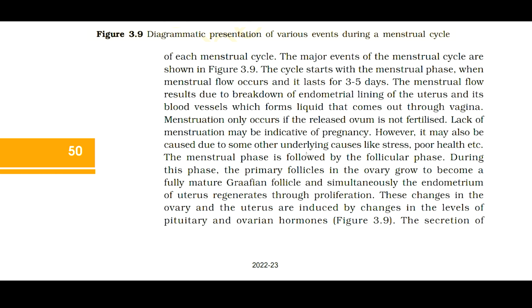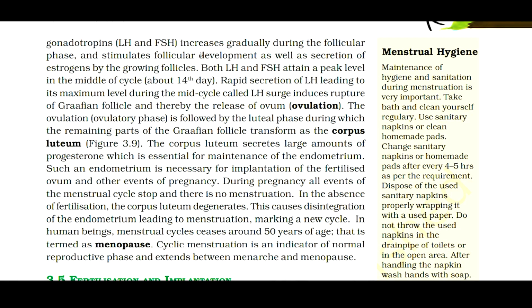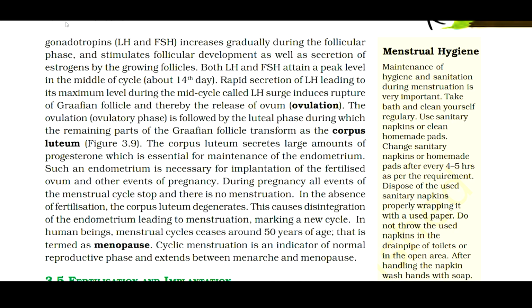The menstrual phase is followed by the follicular phase. During this phase, the primary follicles in the ovary grow to become a fully mature Graafian follicle, and simultaneously the endometrium of the uterus regenerates through proliferation. These changes in the ovary and the uterus are induced by changes in the levels of pituitary and ovarian hormones, which is given in figure 3.9. The secretion of gonadotropins LH and FSH increases gradually during the follicular phase and stimulates follicular development as well as secretion of androgens by the growing follicles.